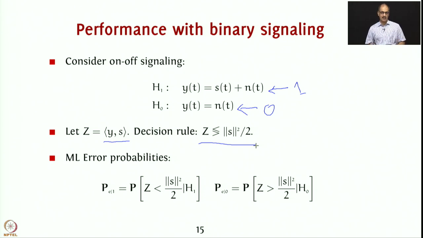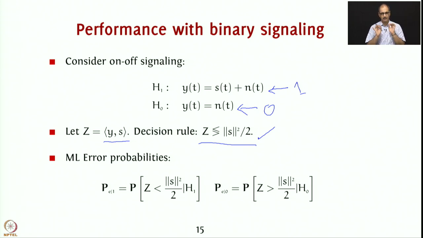This is the guess that we made for good reason, because when there is no noise, this inner product of y and s is going to be norm s squared. When there is no noise and you send 0, then it is going to be 0. So it's like we are guessing that it is the midpoint. That's basically what we are getting at. And then we will look at the ML error probabilities and so on in this situation, after checking whether this is the correct decision region or decision criterion that we have.